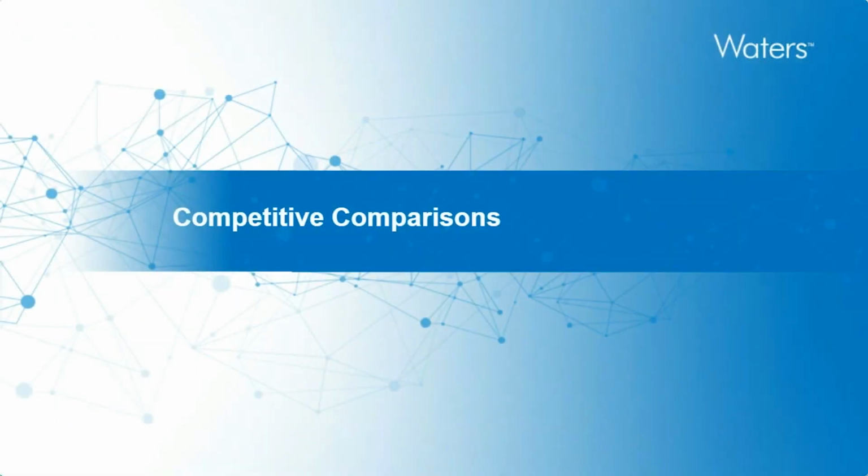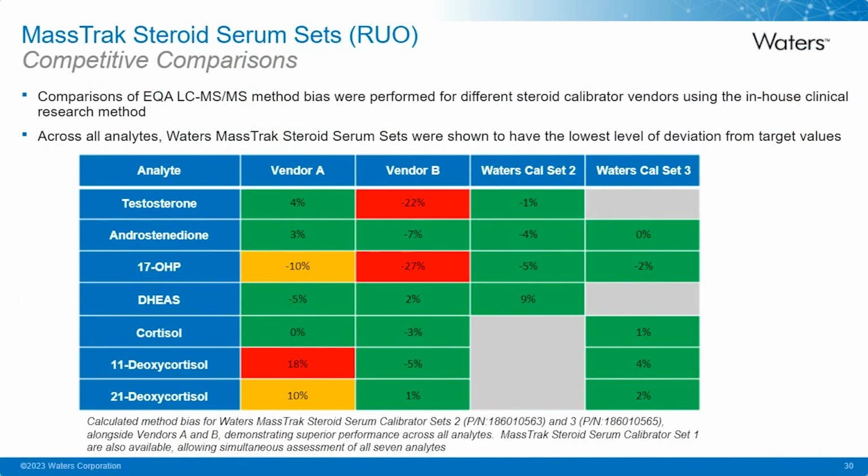And very briefly, I just want to cover some competitive comparisons. This is based on obtaining some materials from different vendors. These are their calibration materials. So we compared EQA LC-MS method bias across the vendors using this in-house clinical research method. And as you can see, both vendor A and vendor B do show quite large increases in variation from that target concentration.